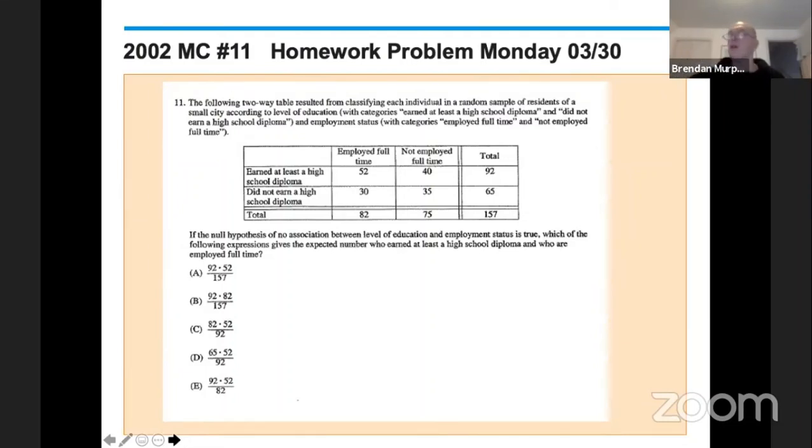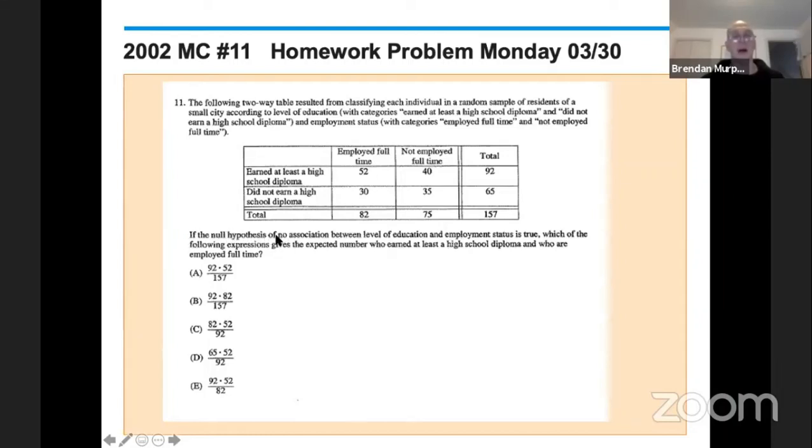So here's the homework for tonight. Luke will finish it or start tomorrow with this. The following two-way table resulted from classifying each individual in a random sample of residents of a small city according to level of education, with categories earned at least a high school diploma and did not earn a high school diploma, and employment status: employed full-time, not employed full-time. So it appears that I'm comparing your employment status versus your education level. It feels like they all came from one population, one small city. So it sort of feels like a chi-square test for independence, but that's really not what we're looking for here.